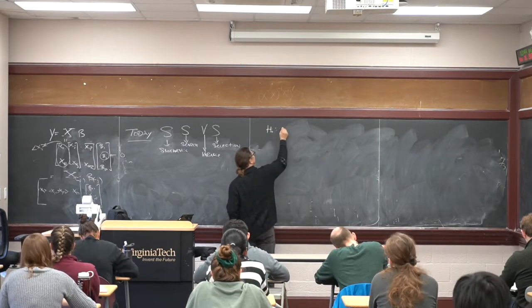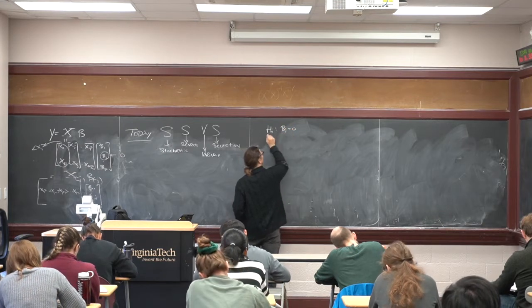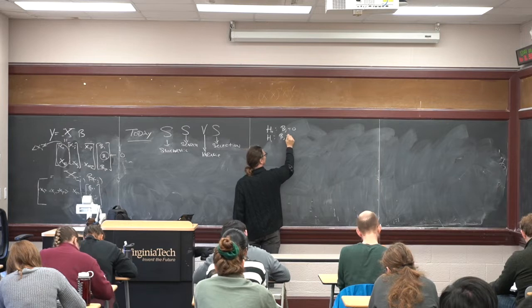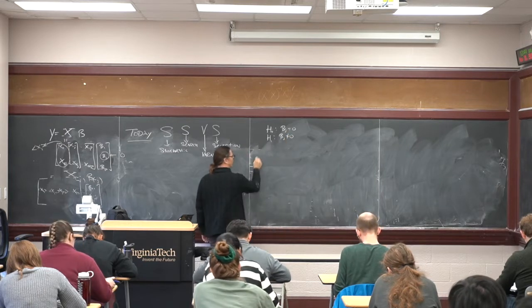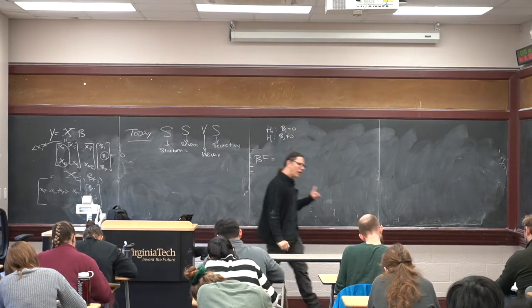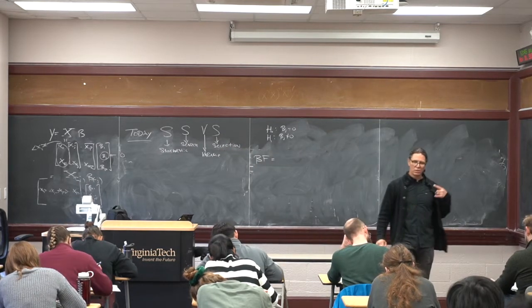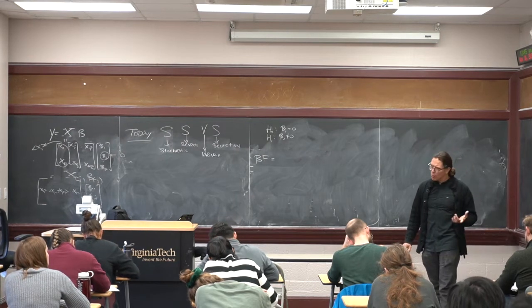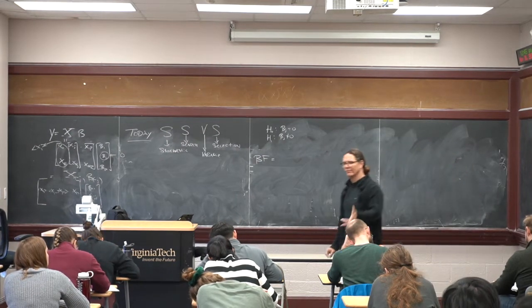Again, H naught, just beta j is equal to 0 versus H1, beta j is not equal to 0. And we're going to compute the Bayes factor. I always put the null model on top in my Bayes factor. Be aware, not everybody in the world does that.